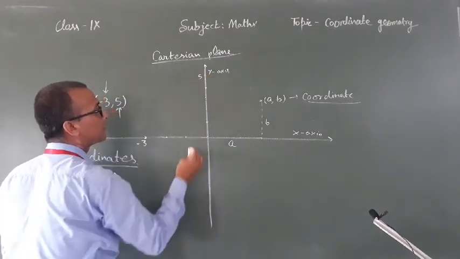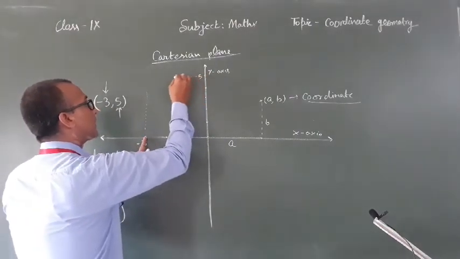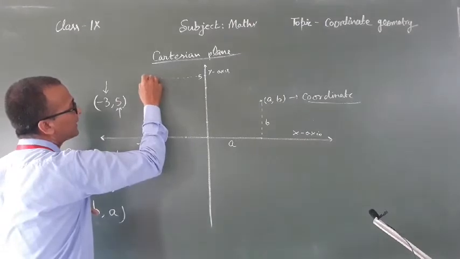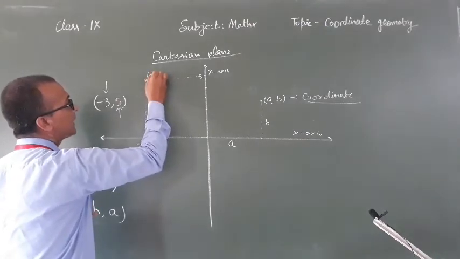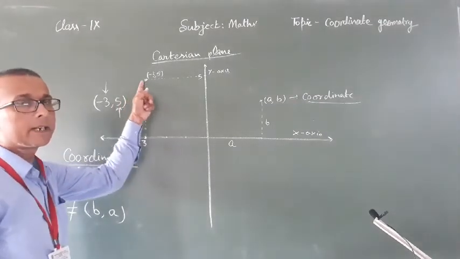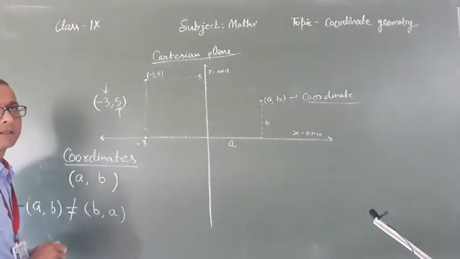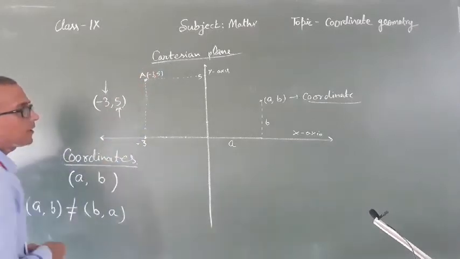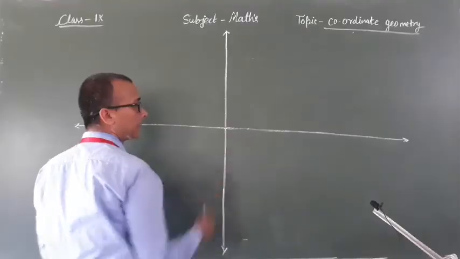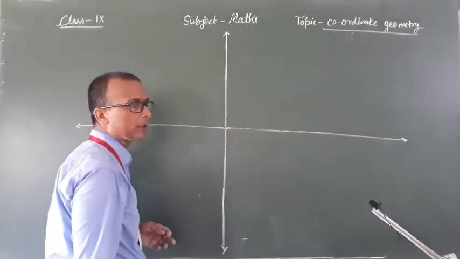It is 5 units. Draw a rectangle, or you can measure it on graph paper like that. It is (-3, 5). The corner of this rectangle will represent the point (-3, 5). It is the coordinate of the point. Suppose it is point A. It is the coordinate of point A.